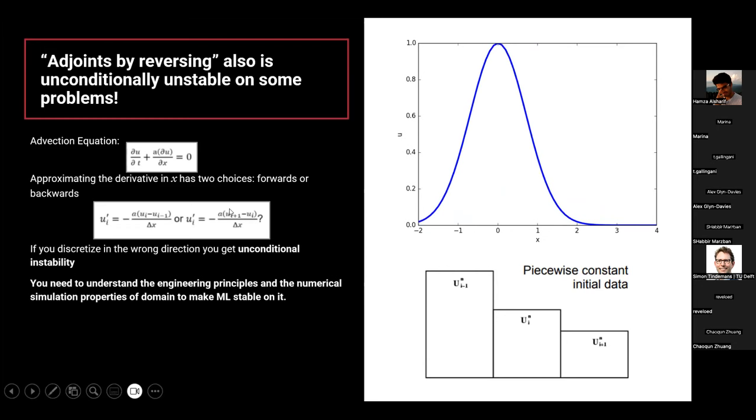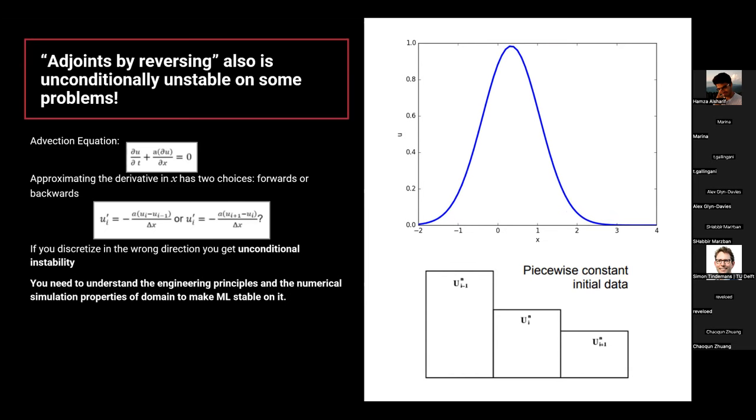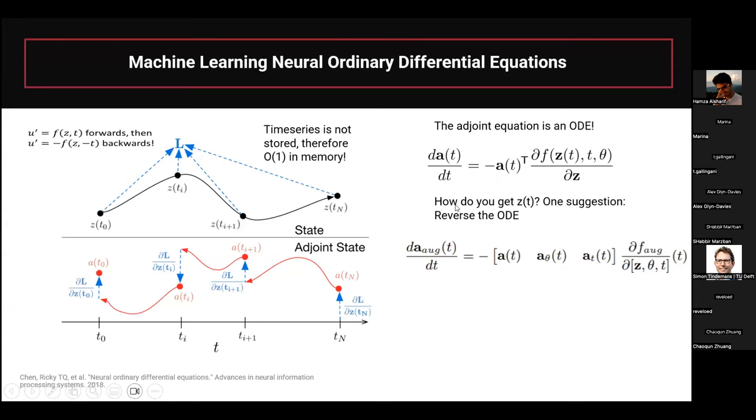Now, the reason why I bring this up is because this is a great counterexample to this way of calculating the adjoint. Because if you think about it, this way of calculating the adjoint requires that if I solve this ODE forwards, then I should solve the reverse ODE. I need to be able to do that as part of this adjoint method.